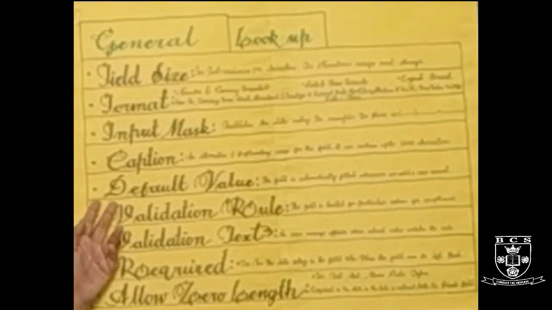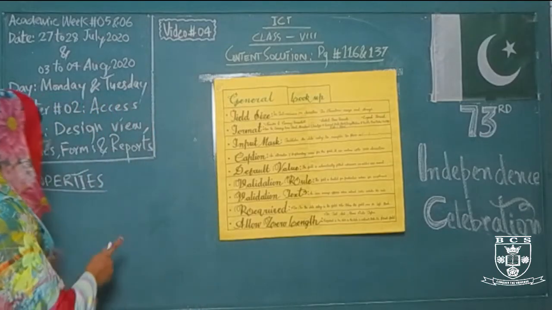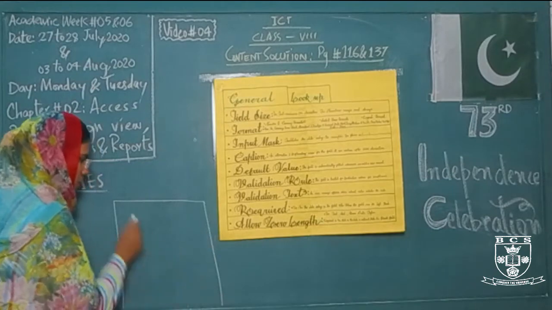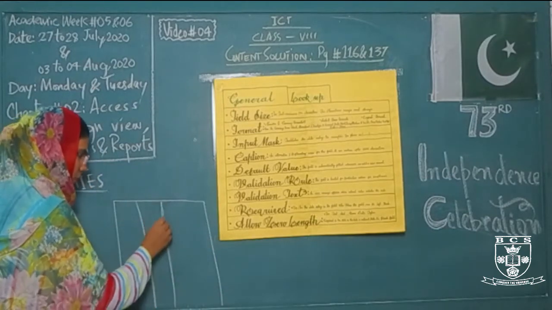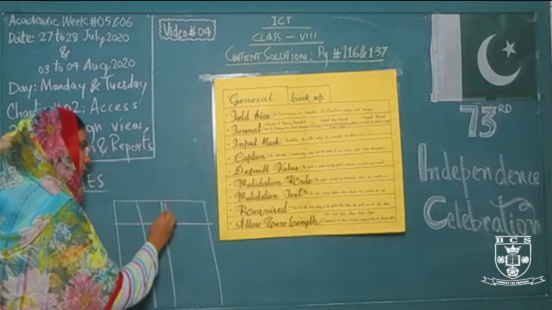So for default value, for example, if we have this data for some persons, and in this data there is a field that is nationality.